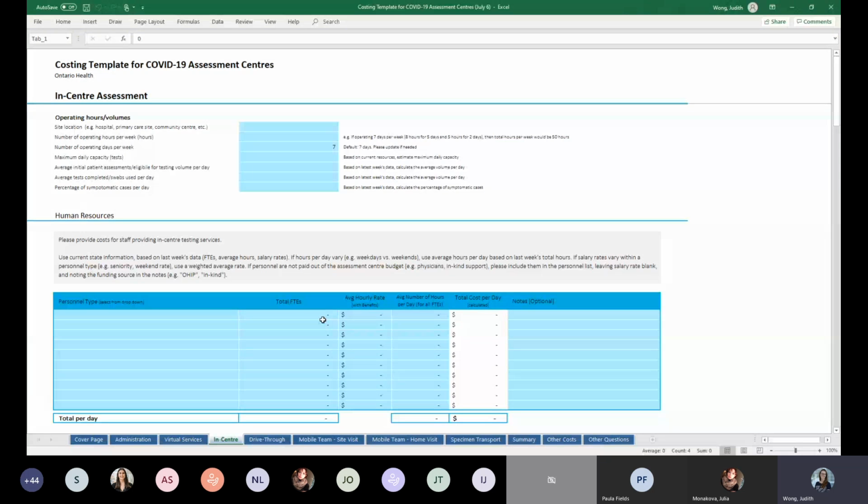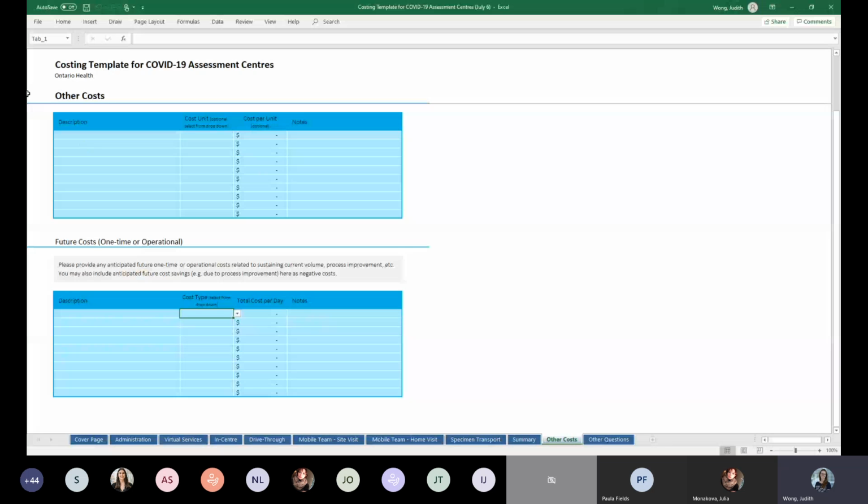because we want to make sure we understand the number of people it takes to operate your assessment center and offer testing services. So for people, make sure that you do enter them under your human resources, even if they are in-kind support. And then you may optionally, so if you've put them under your human resources and said in the notes that it's in-kind support from X organization, you do not need to report them separately under other costs.